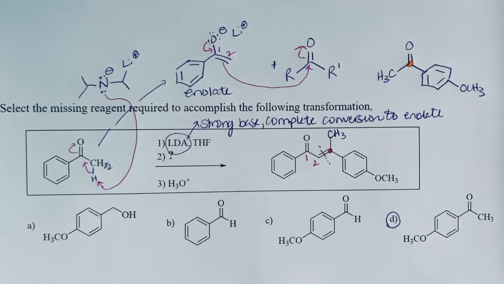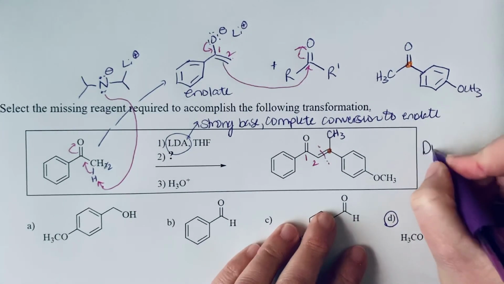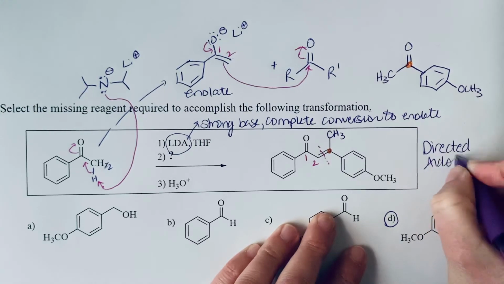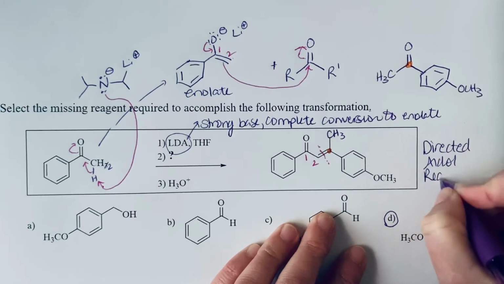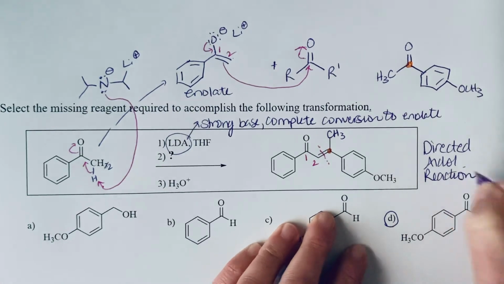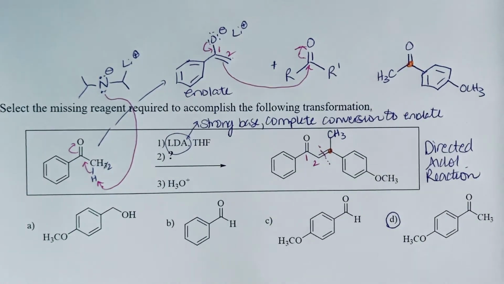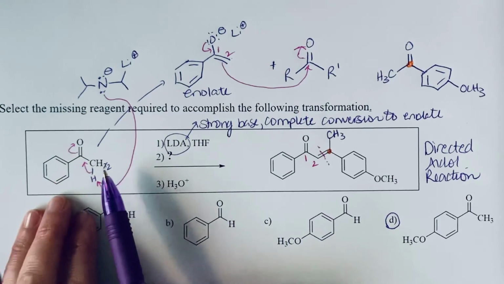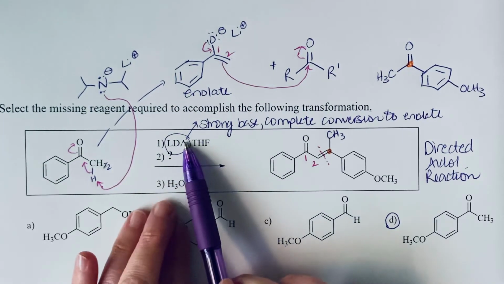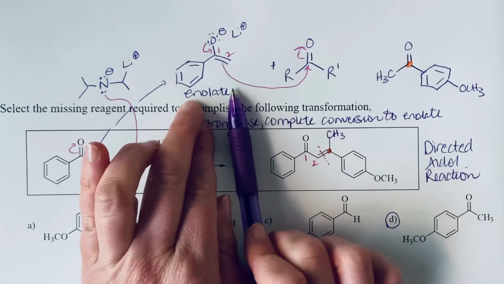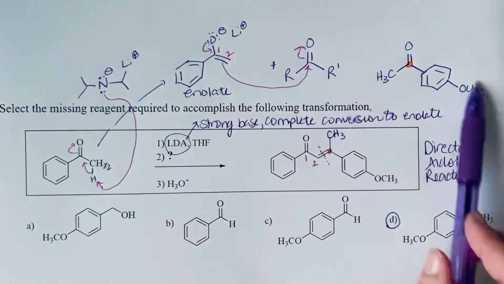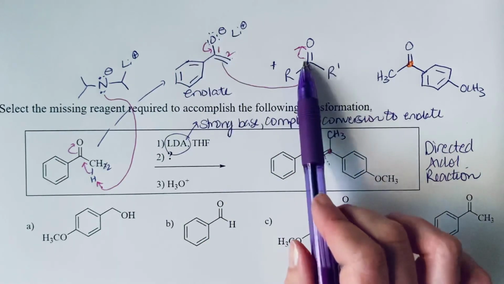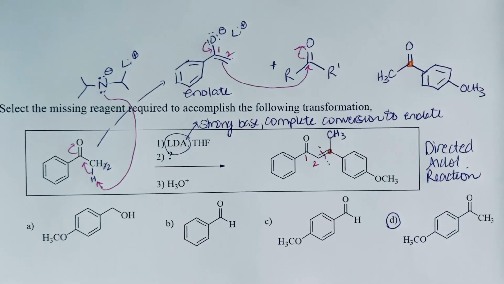So this is, as we said, an example of a directed aldol reaction. It's called that because you are directing what happens. You're taking one component and giving it no choice. It has to act as the nucleophile because you're going to use a strong base and completely convert it to the enolate. Then you're going to slowly add in your second component, which would immediately react with that enolate in your aldol reaction.